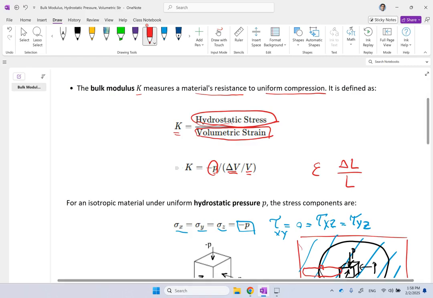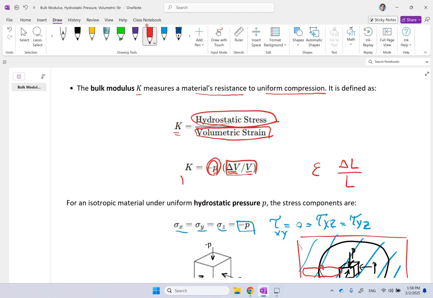Now, what kind of entity is that? Clearly, the volumetric strain has no units. It's volume over volume. So the unit of K is the same as the unit of pressure, so it is going to be Pascal or PSI, clearly. The unit of bulk modulus is the same as the unit of stress, or Young's modulus, or G.